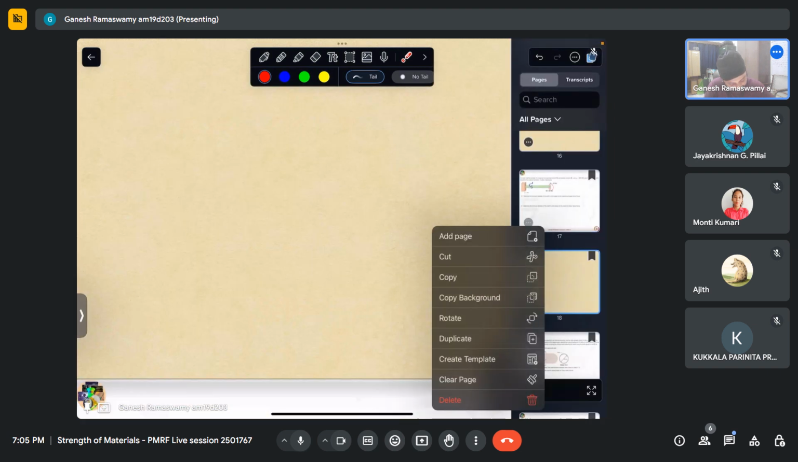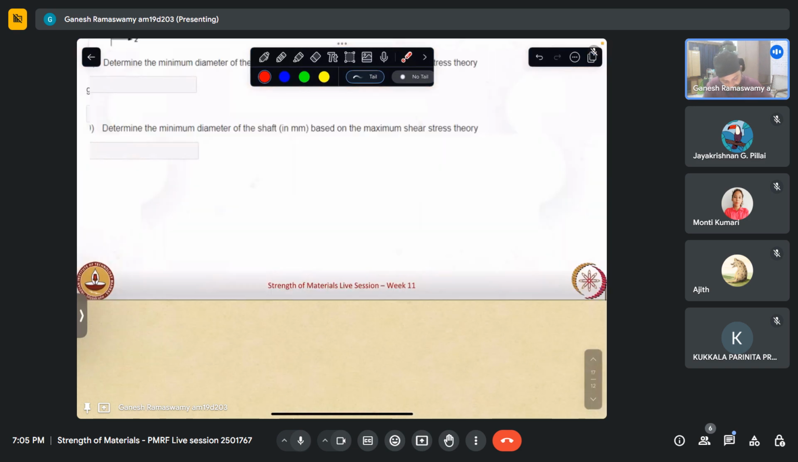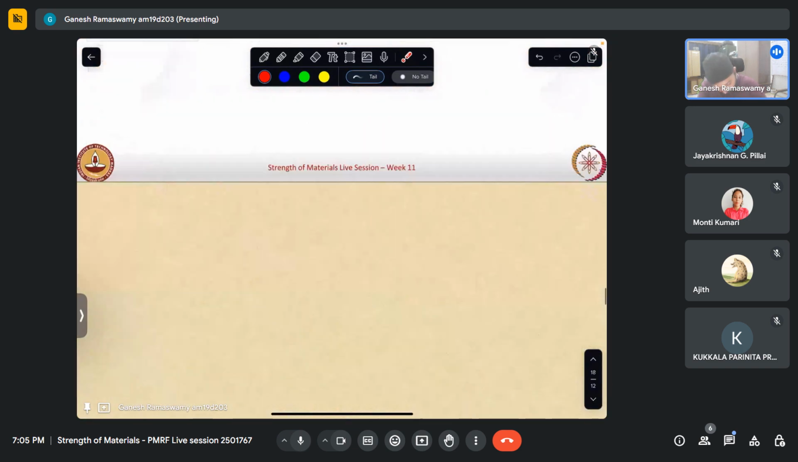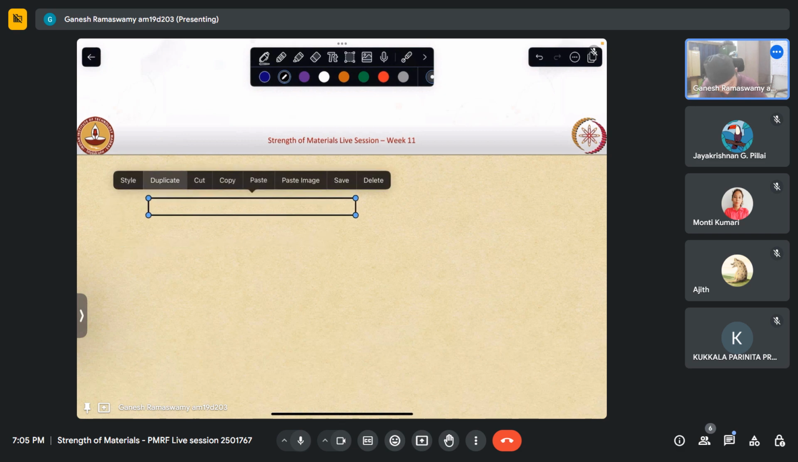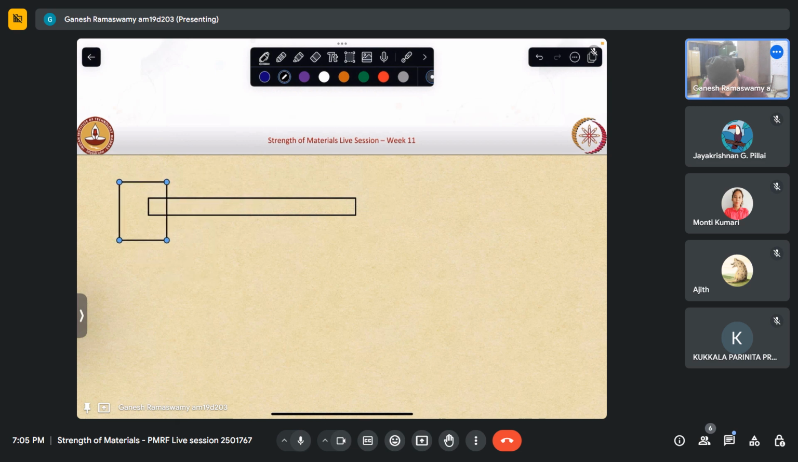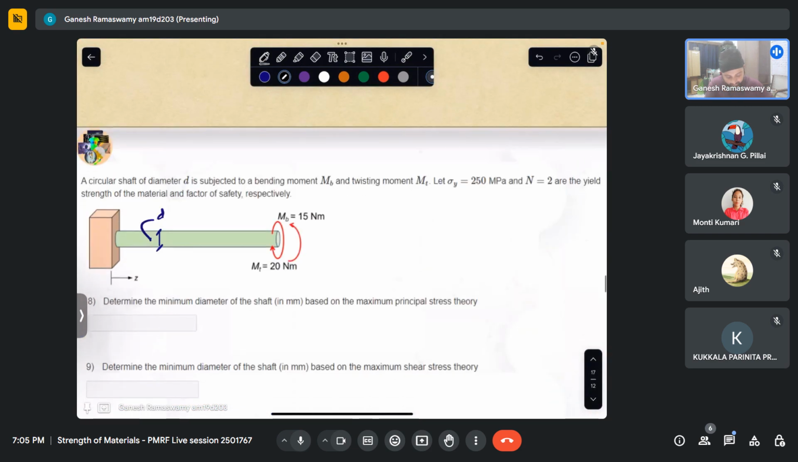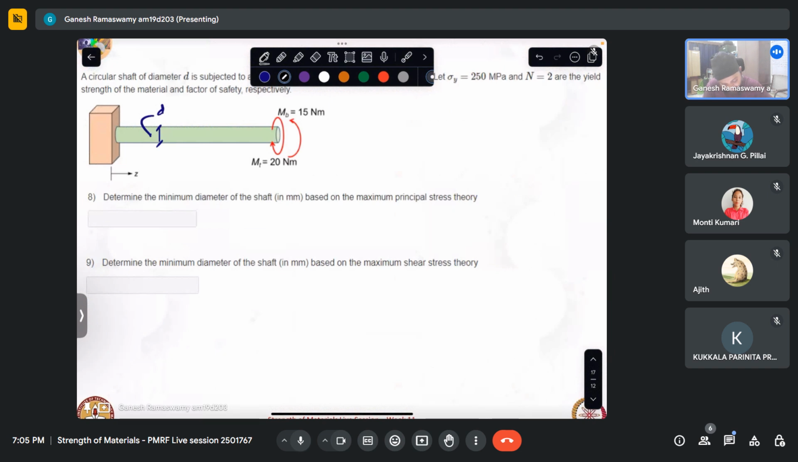All right, so let me just draw the shaft once. I have a shaft like that, which is fixed here. Now for the bending moment, we know at the free end, this is applied with a moment of 15 Newton meter.